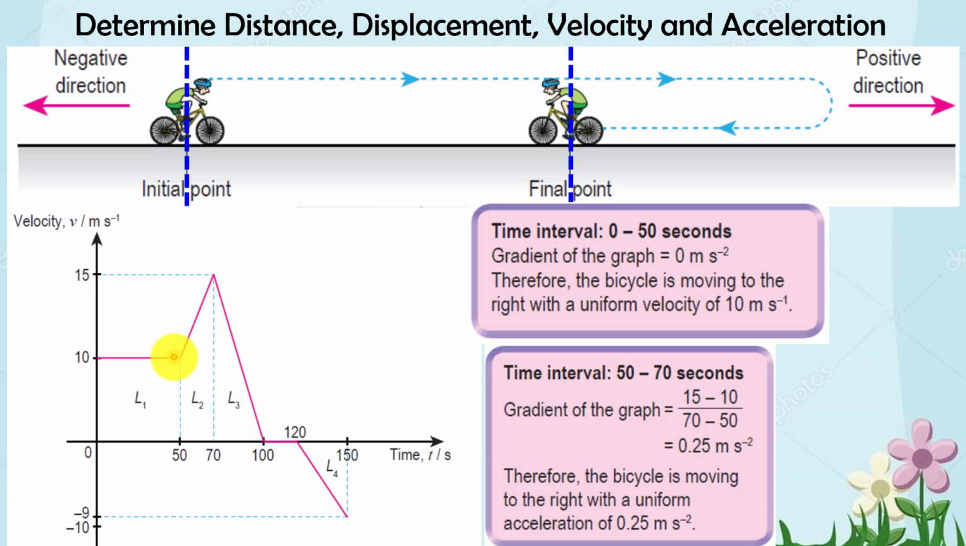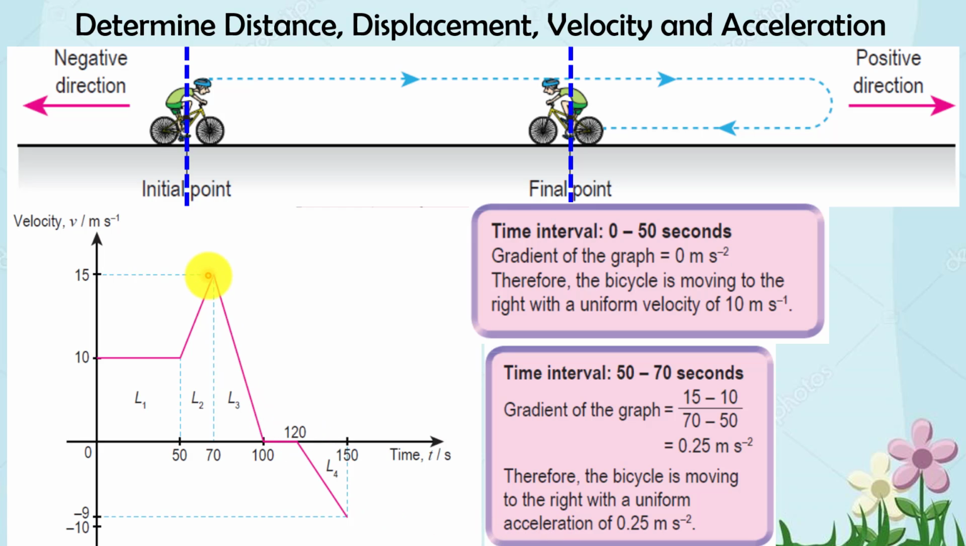Now from 50 goes to 70. For 50 to 70, you find the graph is up, is it? Up means accelerating. So from here, I need to find the gradient. The gradient is (15 minus 10) over (70 minus 50), so I get 0.25. This one is the acceleration. So I can say the bicycle is now moving to the right with uniform acceleration. How much? 0.25 m/s². So I explain the motion of the bicycle by using acceleration.